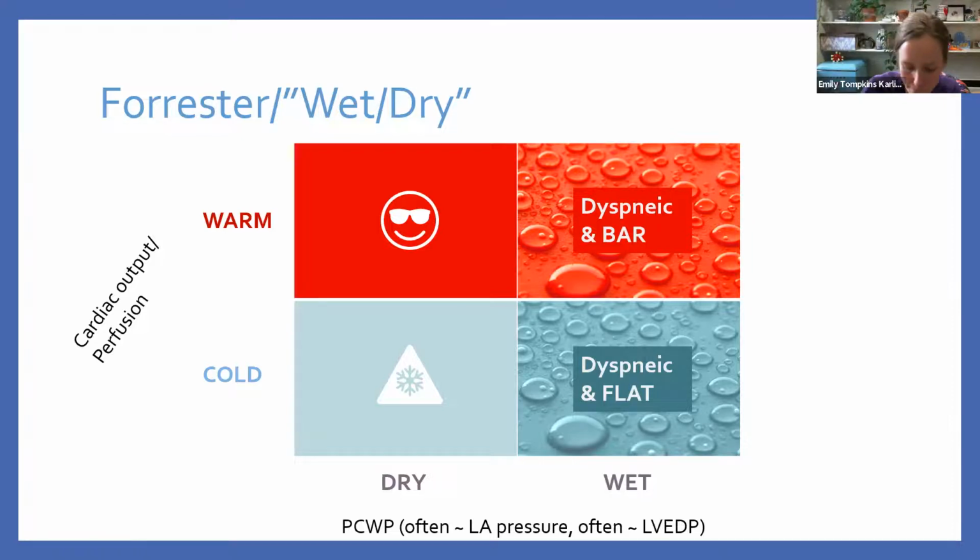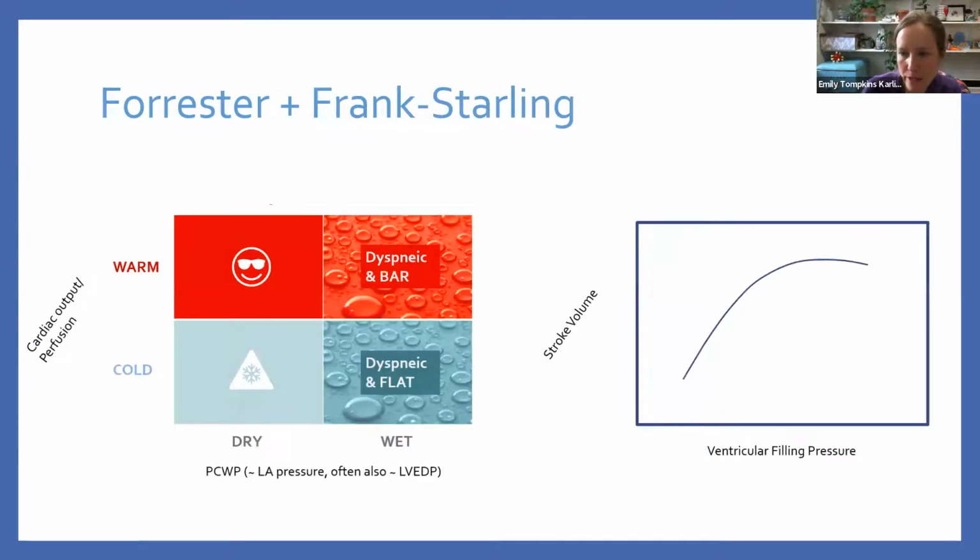And so you maybe have noticed that the X and Y axes on these two graphs, the Forrester classification scheme and the Frank-Starling curve, are very similar. We said stroke volume times heart rate equals cardiac output. So stroke volume and cardiac output are sort of representing the same thing. So the y-axis is basically the same.